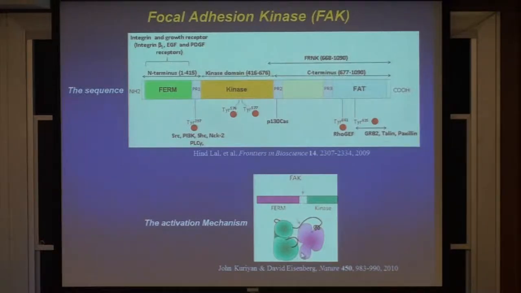When the signaling is initiated, the kinase domain will start to have autophosphorylation on the 397 site. Upon this phosphorylation, it will recruit SRC through the SH2 domain and then cause the opening of the whole domain and therefore activation of FAK. So if we can measure or monitor the phosphorylation level of the 397, we can see the activity of this focal adhesion kinase. Okay? So that's how we designed the biosensor.